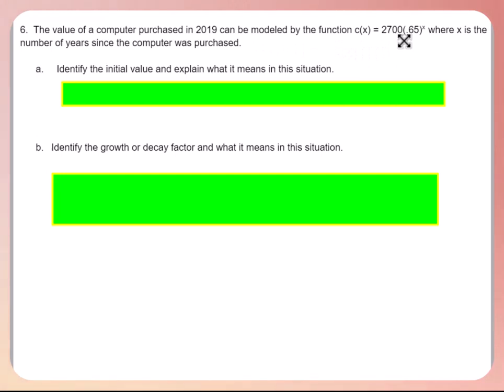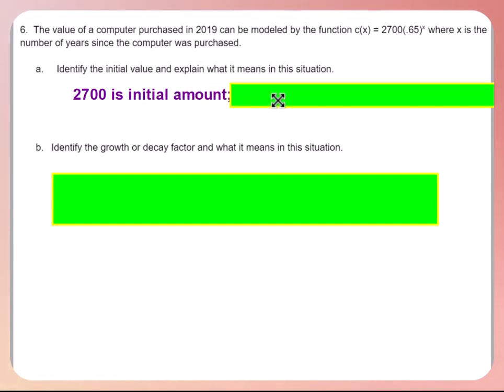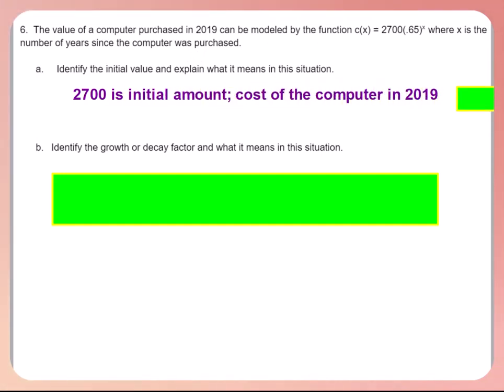Okay, so if you just put the initial value as 2700, you're not going to get full credit for this question. What does it mean in context to this problem? It's the initial amount, it's the cost of the computer in 2019. We're using C for cost.